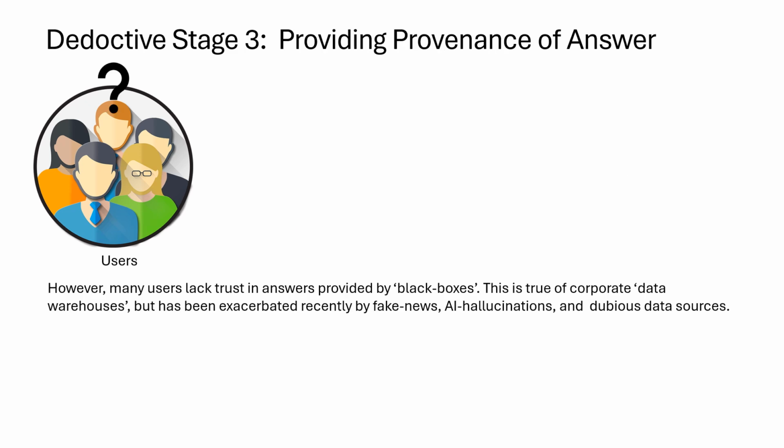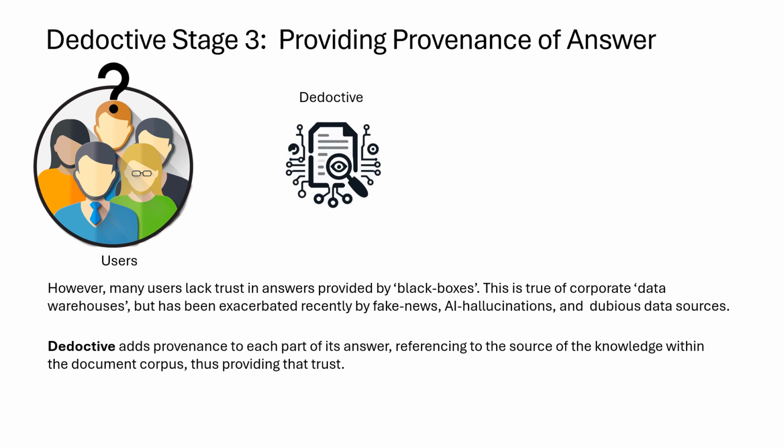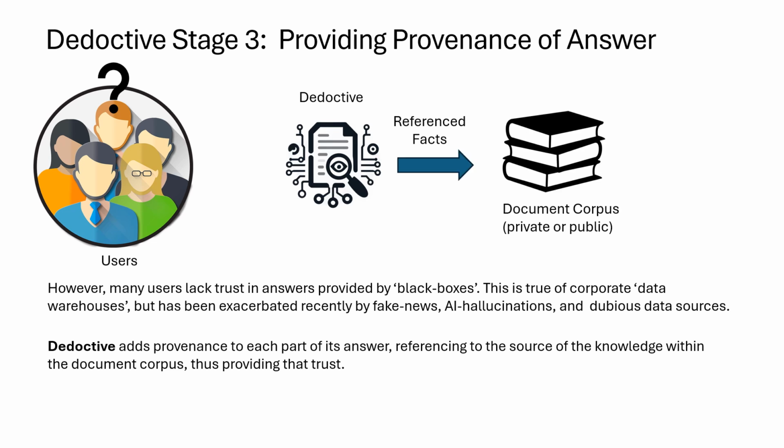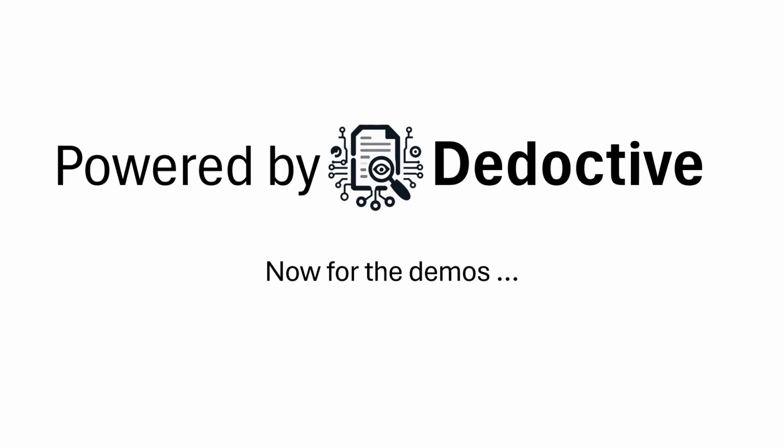However, many users lack trust in answers provided by black boxes. This is true of corporate data warehouses, but has been exacerbated recently by fake news, AI hallucinations, and dubious data sources. Deductive adds provenance to each of its answers, referencing the source of knowledge within the document corpus, thus providing that trust. And now for the demos.